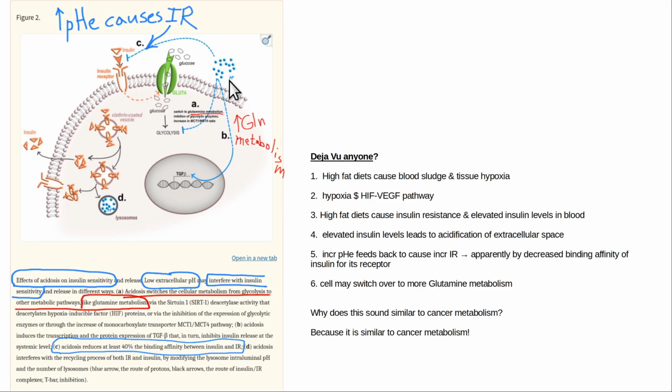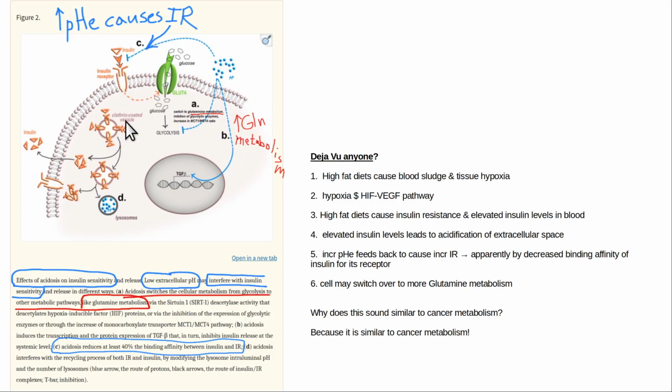Okay, now here's something new for you. The protons being pumped into the extracellular space acidify the extracellular space. So this means increased pH. Oh shoot, that should be decreased pH of the extracellular space. I've got to fix that. Anyways, it causes inhibition of the insulin receptor, and it lowers its binding affinity for the receptor, so it causes more insulin resistance. And you get a little bit of a vicious cycle.